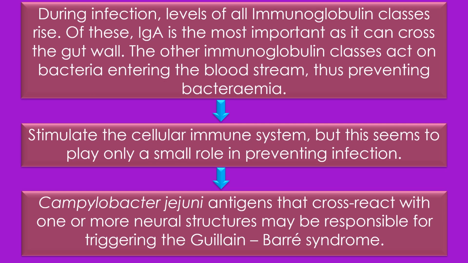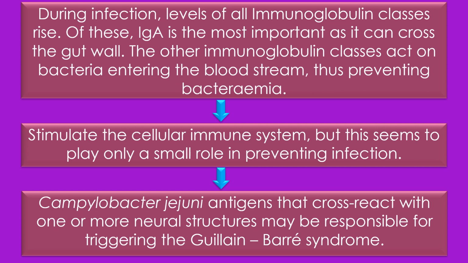During infection, levels of all immunoglobulin classes rise. Of these, IgA is the most important as it can cross the gut wall. IgA immobilizes organisms, causing them to aggregate and activate complement, and also gives short-term immunity against the infecting strains of organisms. The other immunoglobulin classes act on the bacteria entering the bloodstream, thereby preventing bacteremia.